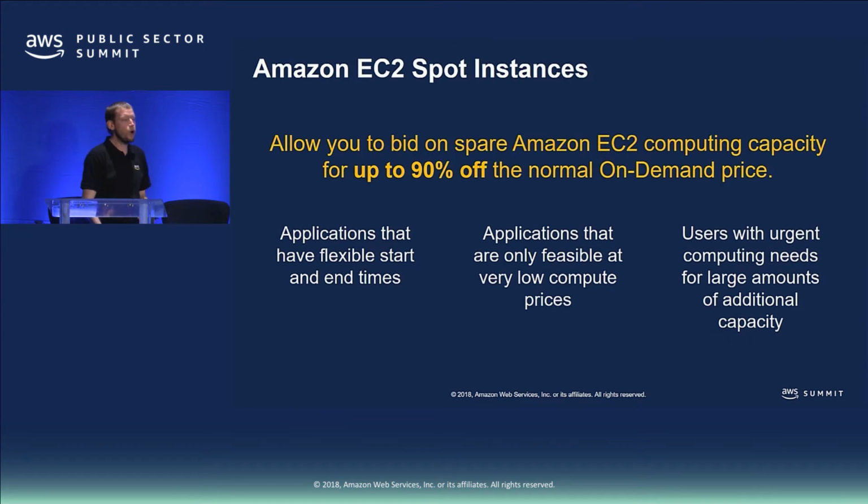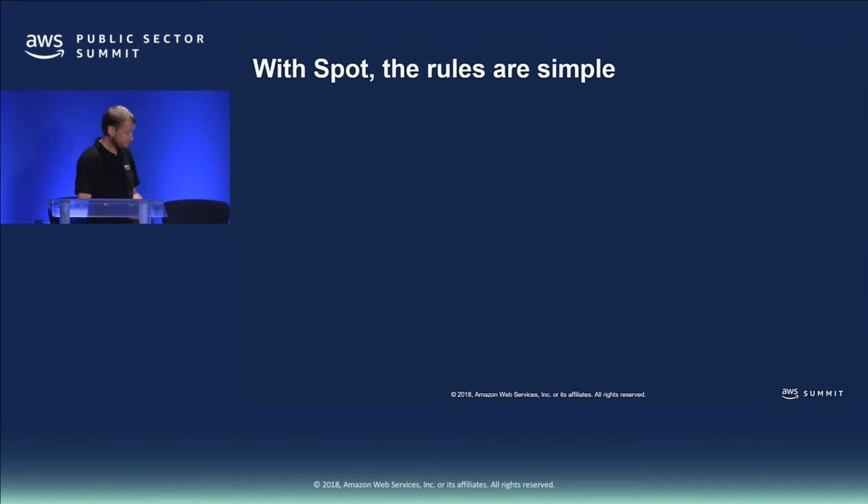So if you suddenly have a requirement because of a change in regulation or something where you have to do something very quickly, then you can use the spot capacity in one region or in lots of regions to get access to that compute capability quickly.